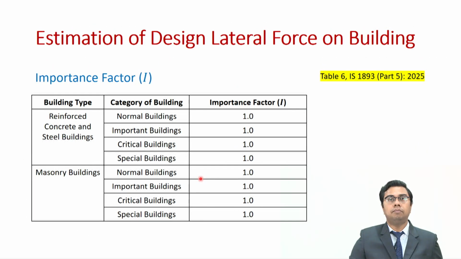Let us now look into importance factor. The current code assigns importance factor of 1 to every building. Now this is not very intuitive based on the functionality of the building. However, we have to understand that the functionality and utility of the building is already considered into the design return period and thereby it is considered in the earthquake zone factor. So we hope that the further versions of the code will get rid of the importance factor I, and the importance of the building is already described in the earthquake zone factor itself.